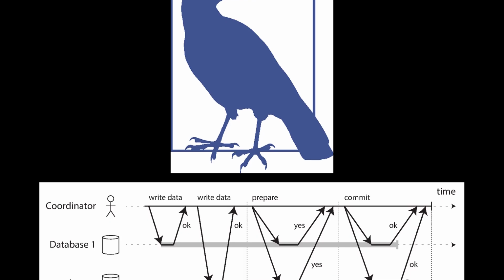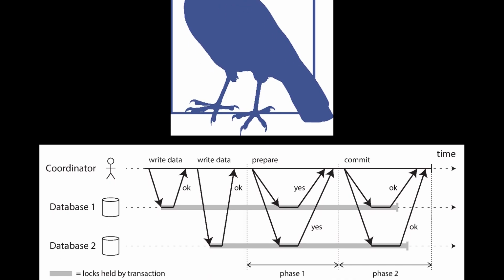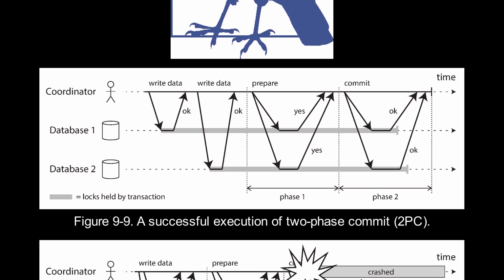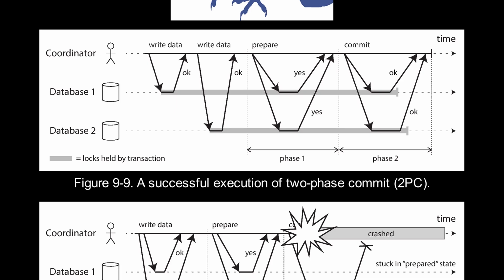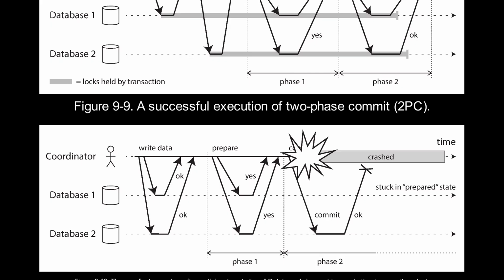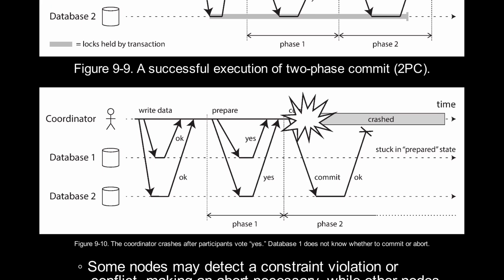Figure 9-9. A successful execution of two-phase commit. Figure 9-10. The coordinator crashes after participants vote yes. Database 1 does not know whether to commit or abort.